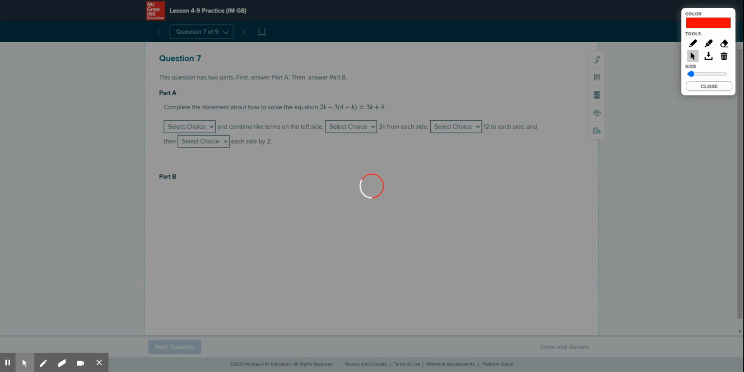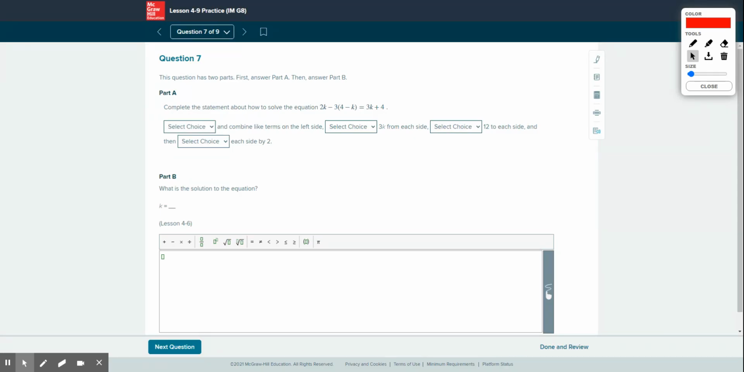Number 7, same thing, a little different situation, but now they're saying, do I distribute or do I factor and combine like terms on the left side? Well, with this one, I'm not going to factor on the left side, simply because if I factor this, I'm going to be saying divide by 2k and divide by 3. It's really not something that's going to help me out, especially when my next question says, what am I going to do with 3k from each side? The reason that I know that is because if I distribute here, I get 2 times k minus 12 plus 3k.